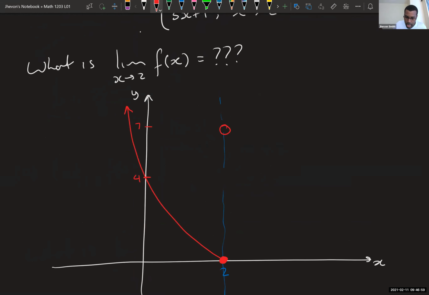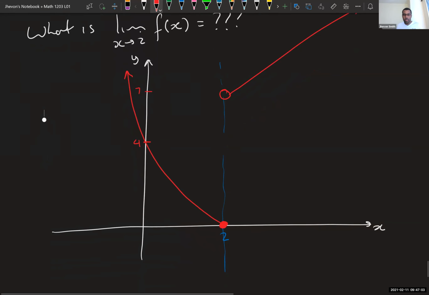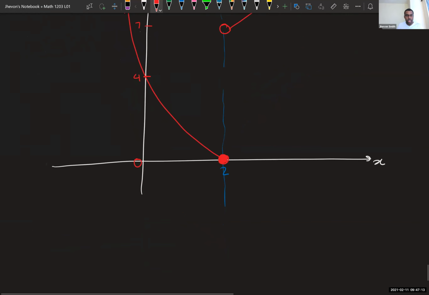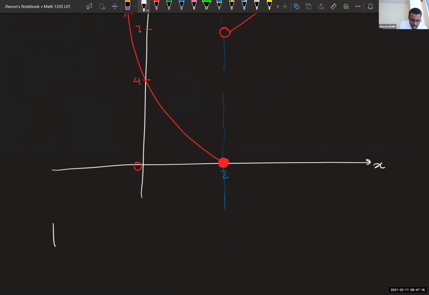And that's just a straight line moving up. So this is the picture, right? Now I want you to notice that when we're at 2, we're filled in here. So the answer is 0 when we're at 2, okay? Now, if I were to ask you, what is the limit as x approaches 2 of f of x?